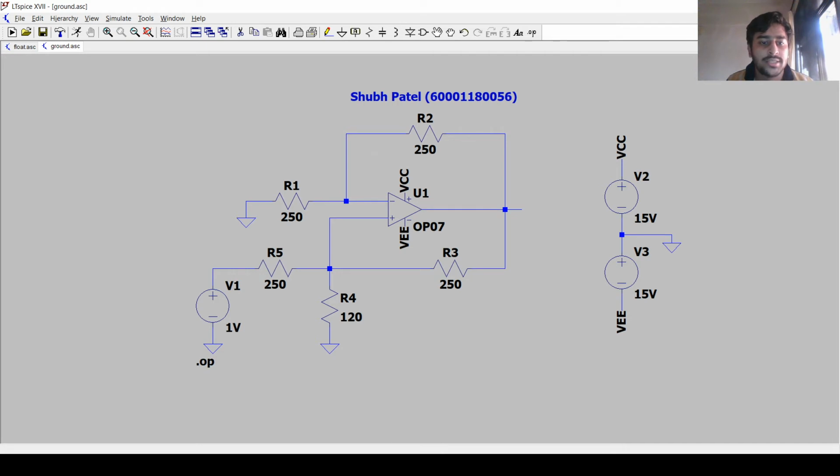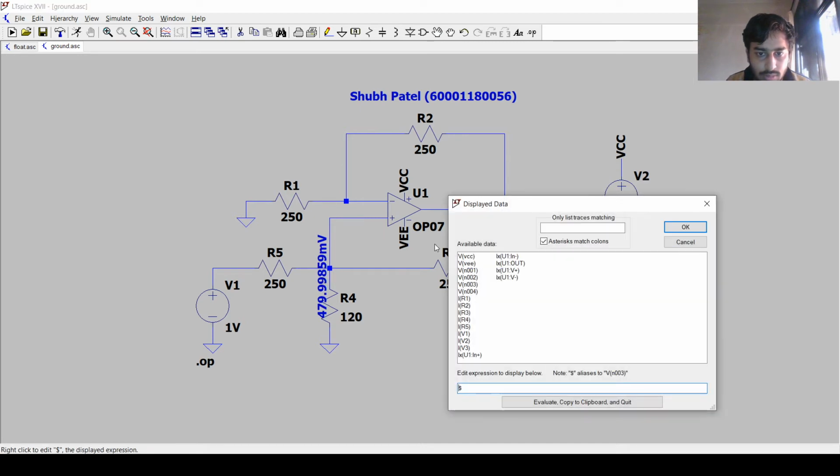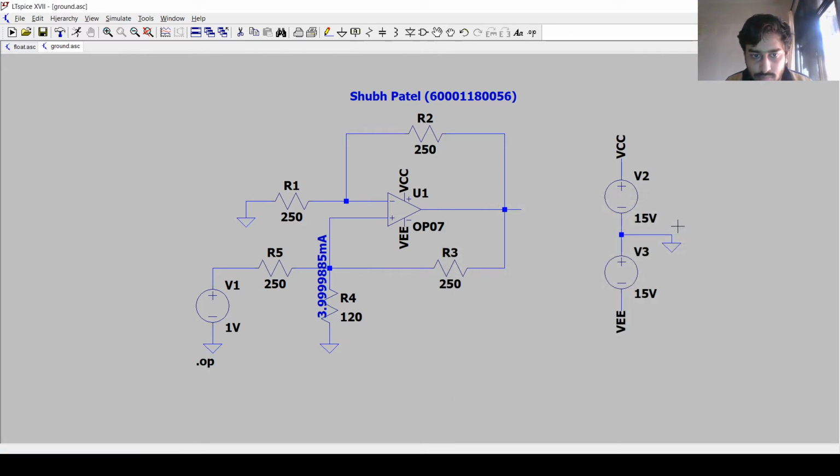I have already designed the circuit diagram for the V2I converter for ground load potential. The resistance values are the same and RL is equal to 120 ohms. So let's run. Let's see the value across the load resistor. As you can see, the IL value is equal to 4 milliamperes.